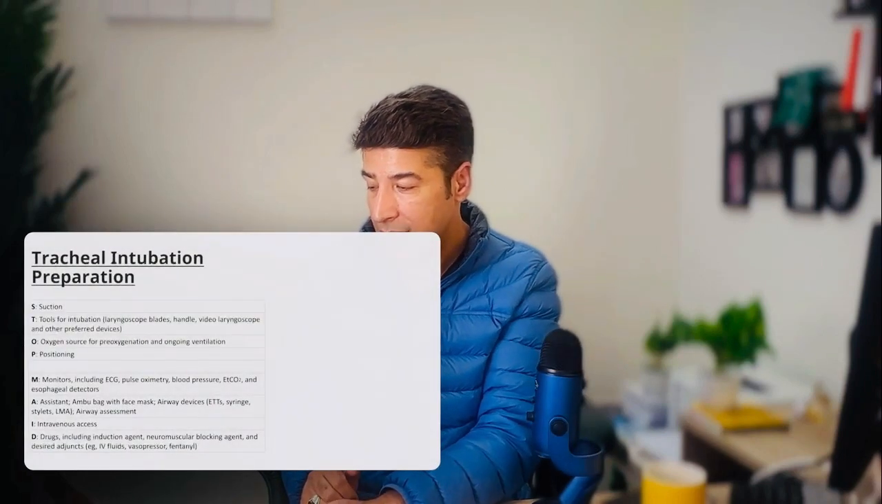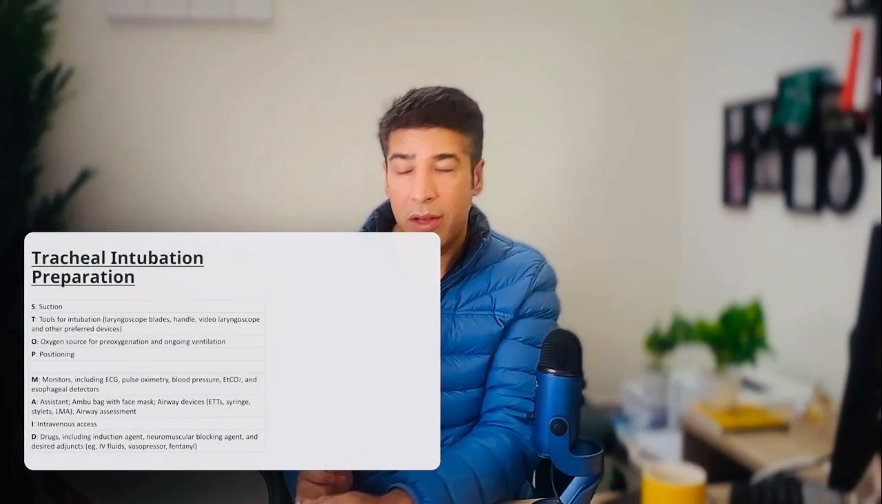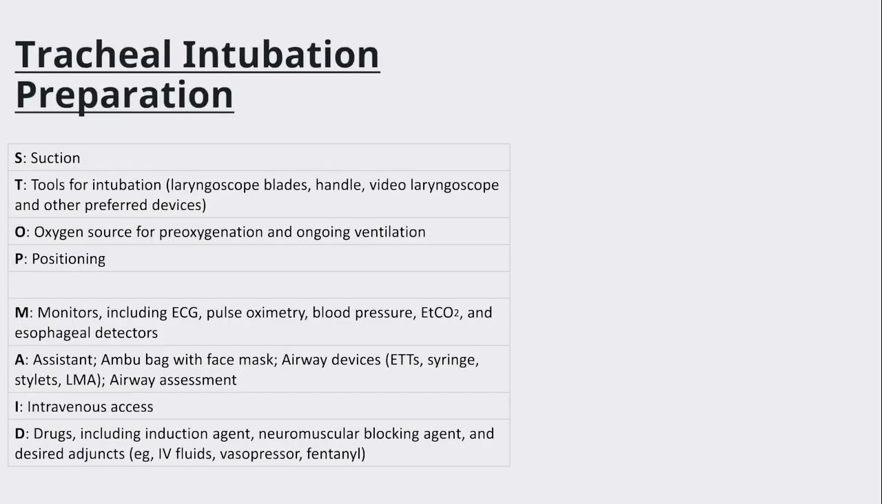Now, because you have to put the tube inside, you need to get prepared for endotracheal intubation. These are the things that you need: a working suction apparatus ready, tools for intubation, an oxygen source for pre-oxygenation and ongoing ventilation, positioning of the patient, and monitoring: ECG and pulse oximeter. These are the basic monitors that you have to attach. A good assistant is required. And the drugs: you have to already label the induction agents or sedatives or muscle relaxants you are going to use.